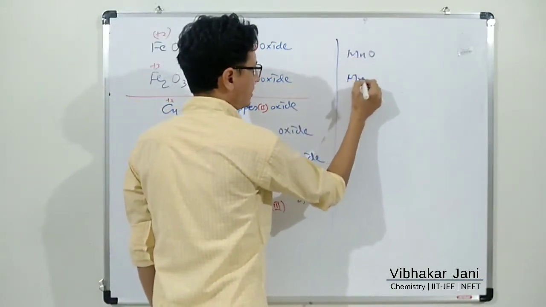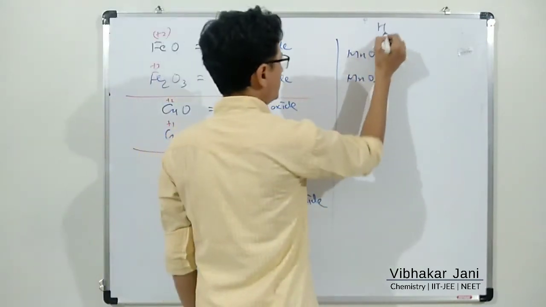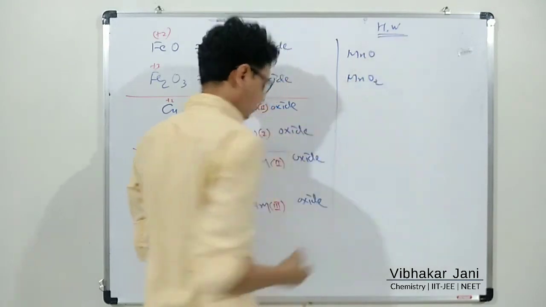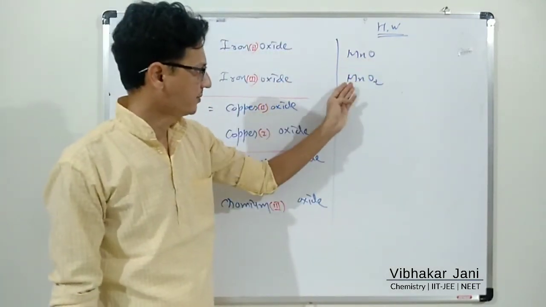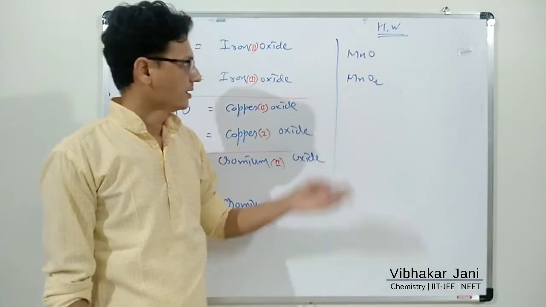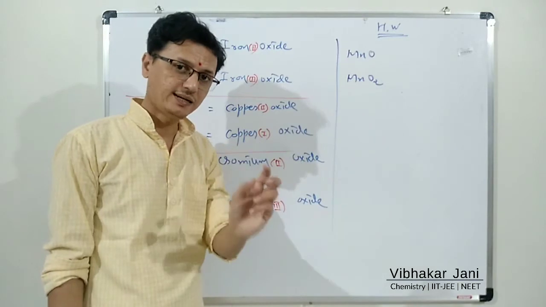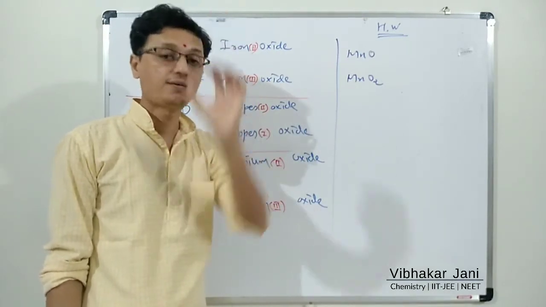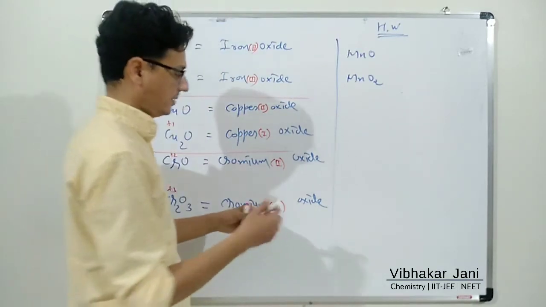MnO. Now let me give you this in your homework. This is your homework. You have to write the name of this. Manganese and oxygen. All you have to do is to count the oxidation state of manganese. Just indicate the oxidation state in Roman figure after writing the word manganese. As simple as that.